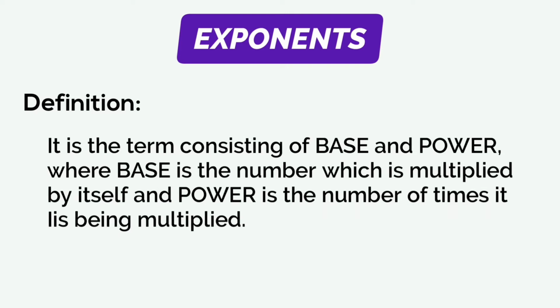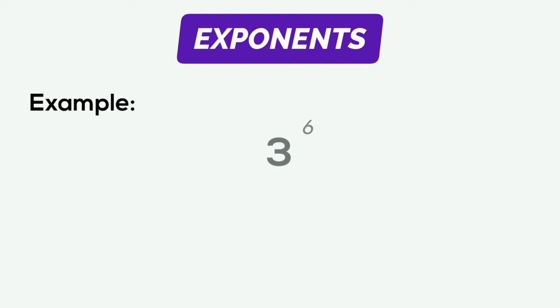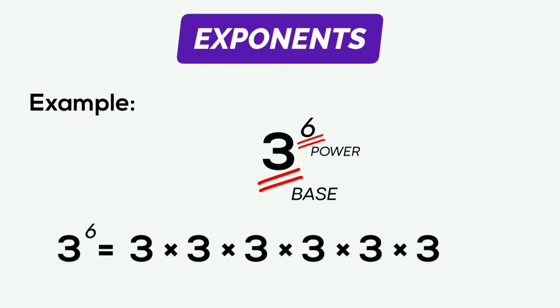The mathematical definition of exponents says that it is the term consisting of base and power, where base is the number which is being multiplied by itself and power is the number of times it is being multiplied. For example, 3 to the power 6. Here 3 is the base number and 6 is the power. It means 3 is multiplied by itself 6 times.